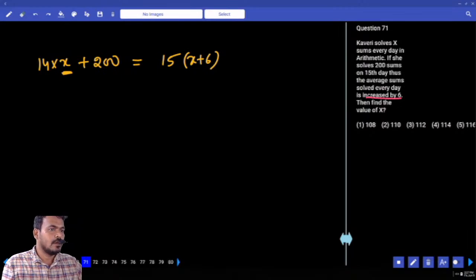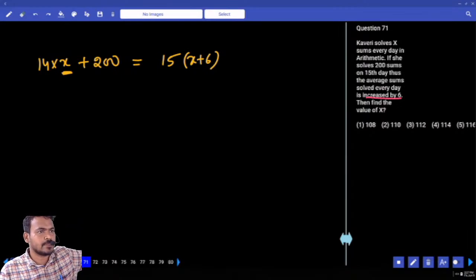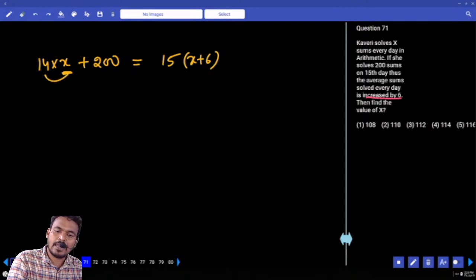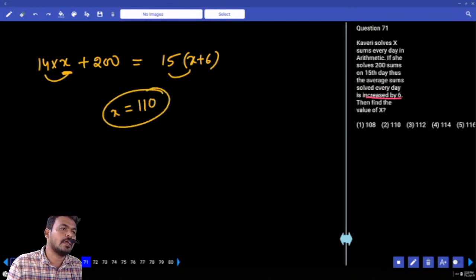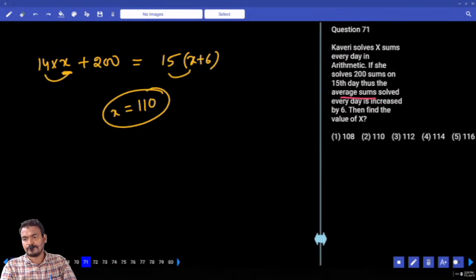15 days or not? Left hand side 14 days sum plus 15th day sum, and right hand side total 15 days sum. 14x and 15x. Difference is x. 15 times 6 is 90. Out of 200, 90 is subtracted. What is the remaining? 110 or not? What is the x value? 110.